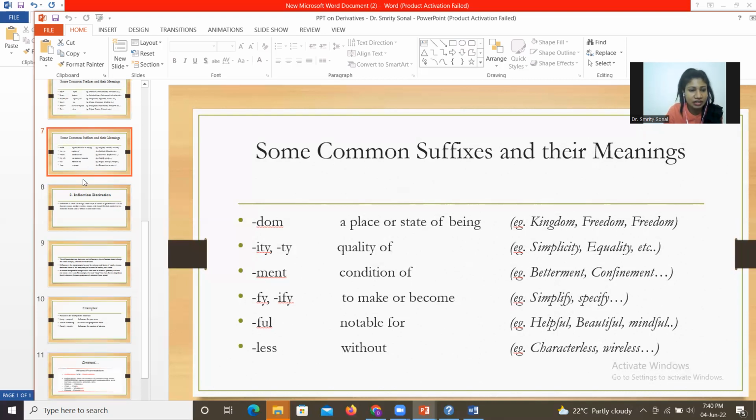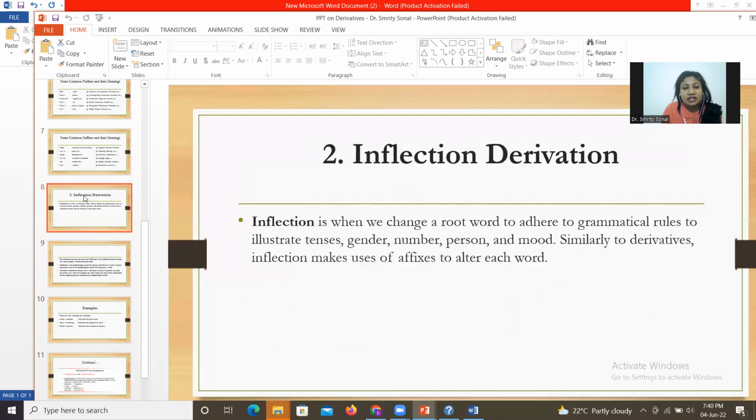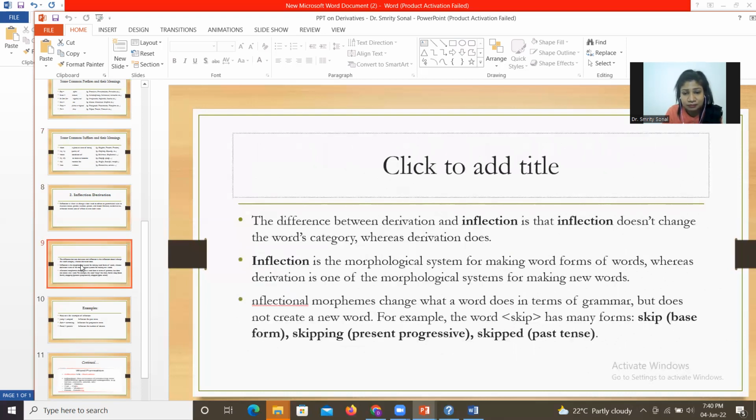Now, moving on to the next one. The second one is called inflectional derivation. Inflectional is when there is a change in the root word to adhere to the grammatical rules and illustrate tenses, gender, number, person, and mood. So we see a grammatical category change in the derivative. Now here we can see some examples which change the whole grammatical category of a word.